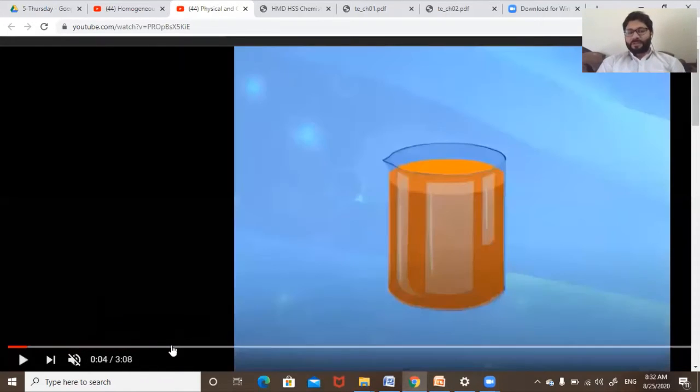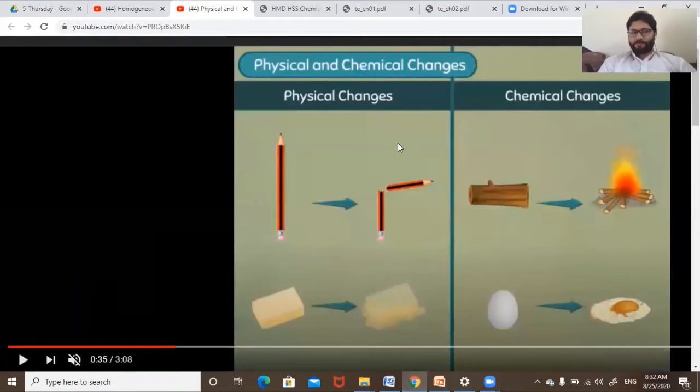But if I'm going to discuss some more examples, like over here, we have one pencil. When we break the pencil, look, we just cut the pencil. It is the same pencil at the end. We are not getting something new. Over here there's one pencil, and in this case there's a broken pencil. The identity of the substance is the same thing. It is the same sample.